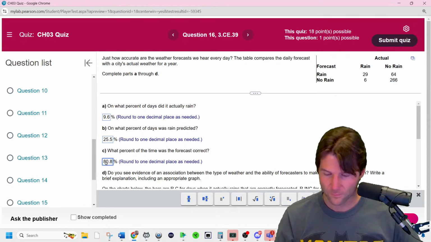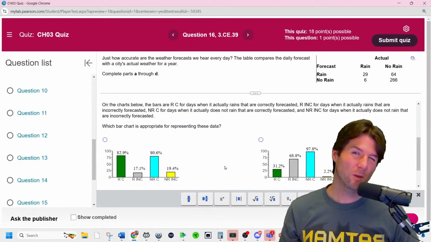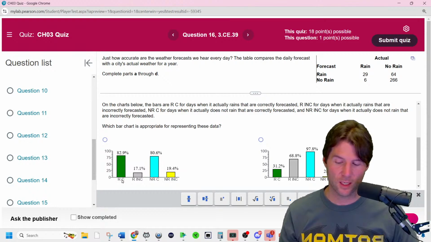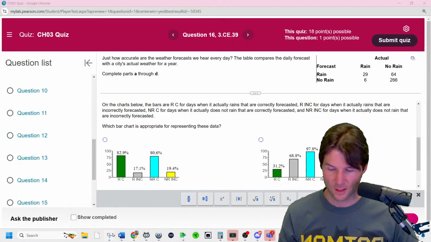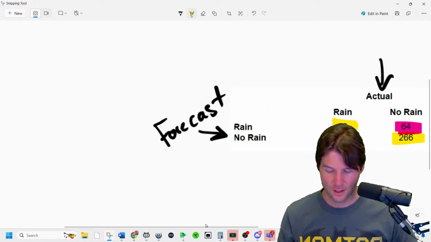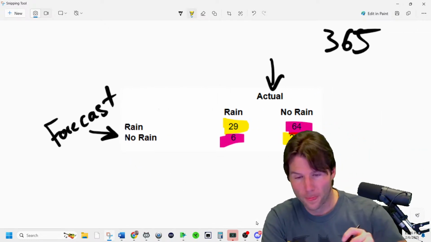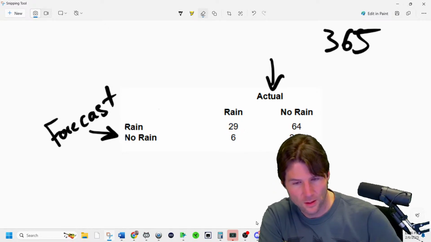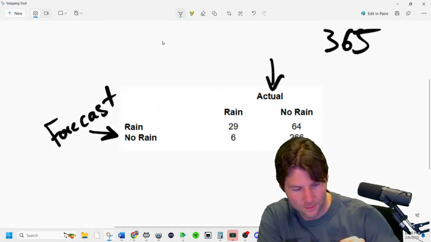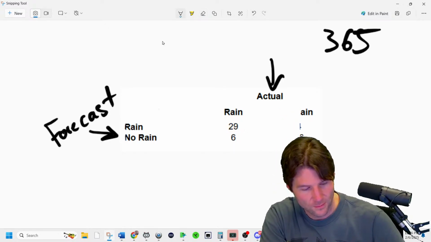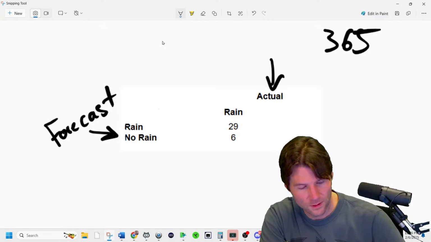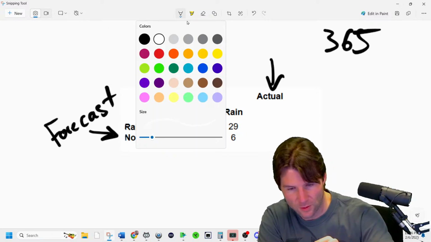80.8. This one's a bit weird the way they did it. It reads, given it rained, the forecast was correct. So you have to look at it this way. Given it rained. So given it actually rained. Ready? To show given it rained, we are only going to look at this. Given it rained, the forecast was correct.